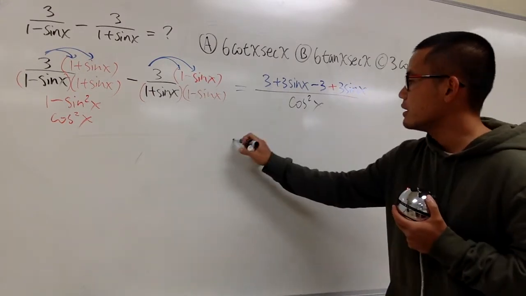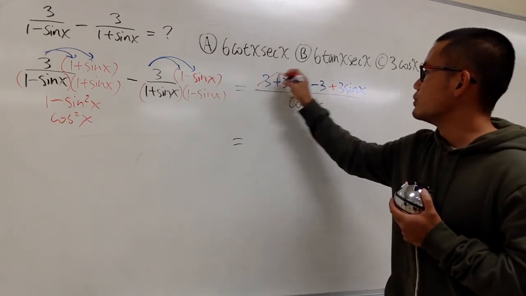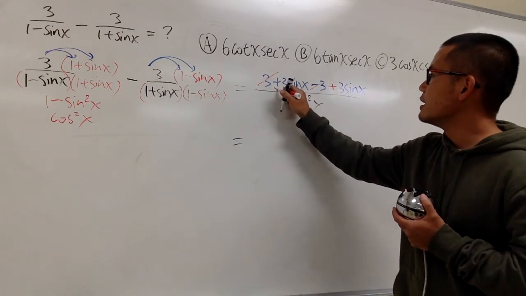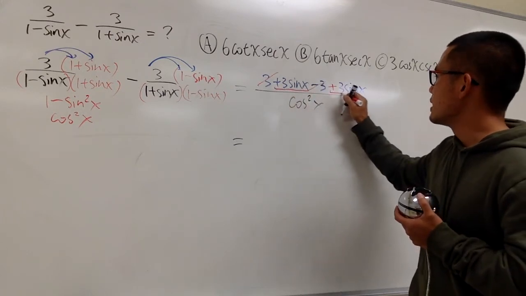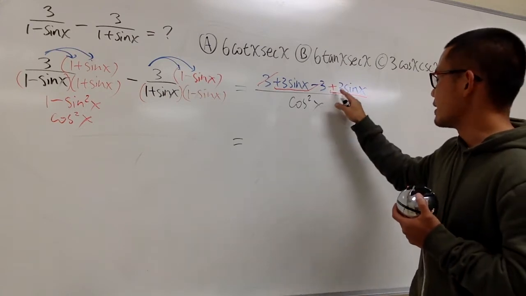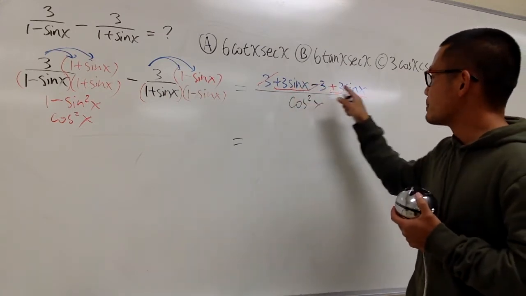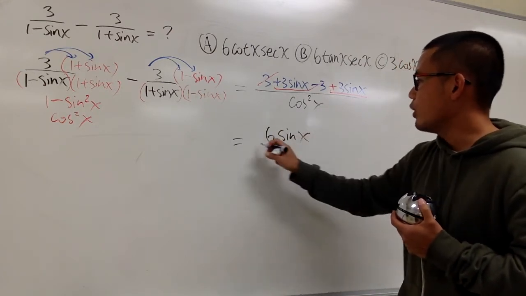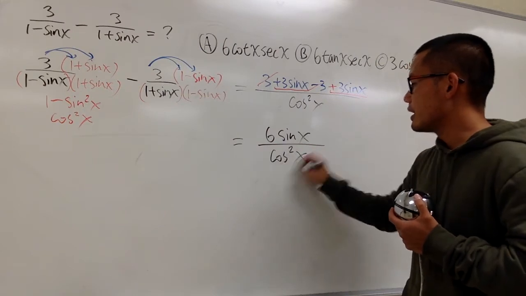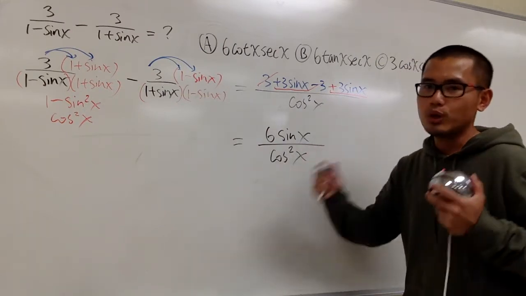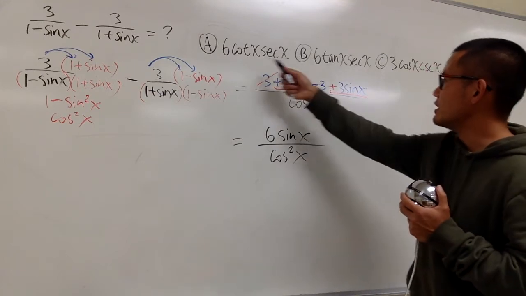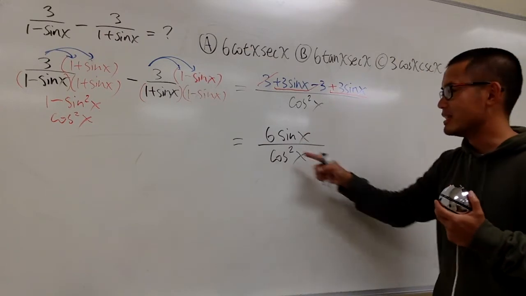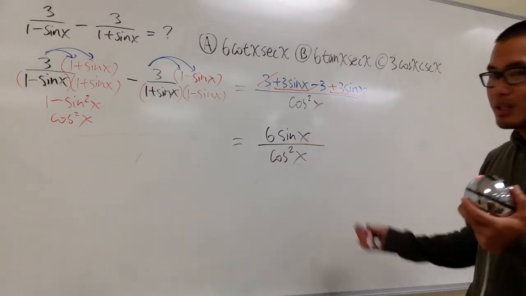Well, as we can see, 3 and negative 3, these two just cancel out, become 0, right? And we can combine the terms, because this is positive 3 sine x, and then we plus another 3 sine x. 3 sine x plus 3 sine x altogether is going to give us 6 sine x. And this is over cosine square x. Okay, we did a lot of work already, but this is not one of the answer choices. So what can we do?